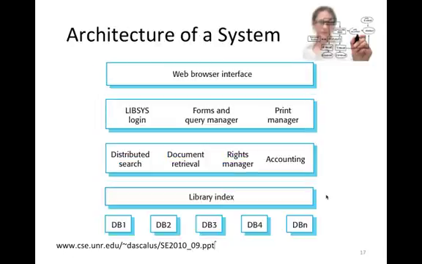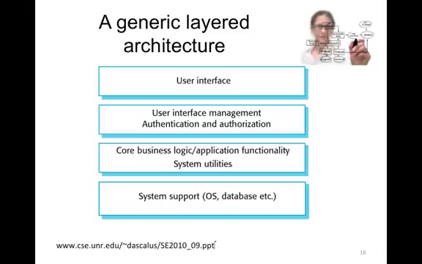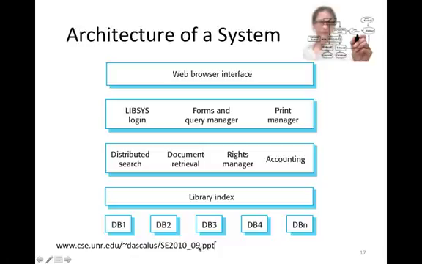And this is the architecture, using that same model of user interface, authentication, core business logic, database. This is what this would look like. My web browser interface, that's where all my HTML code is produced, everything else. This is my interface manager, how I log in, how I manage the forms and the queries. These are my business logic. I have accounting, rights management, document retrieval. I have an index that's dealing with my data, and here are my databases.